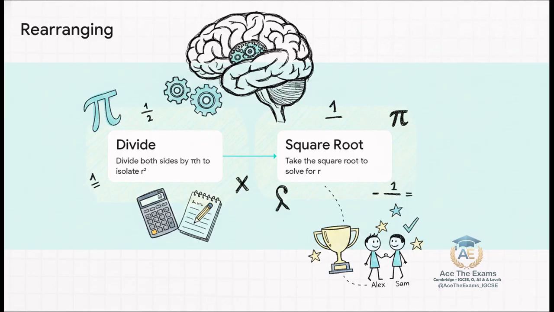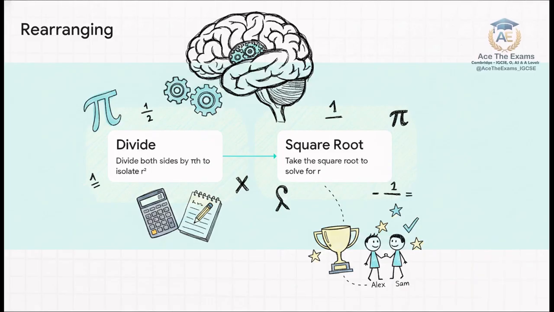First, because our r squared is currently being multiplied by both pi and h, we have to do the exact opposite. We divide both sides of the equation by pi times h. This safely removes them from the right side and leaves us with v over pi h equals r squared. Okay, we're close. Now r is almost completely alone, but it still has that pesky squared exponent attached to it.